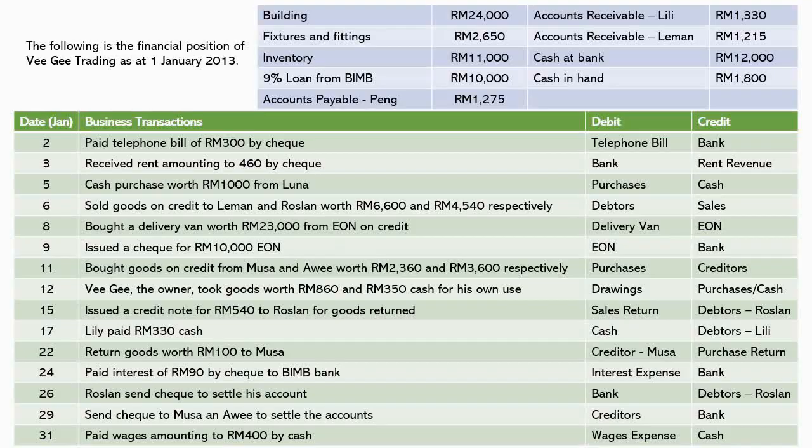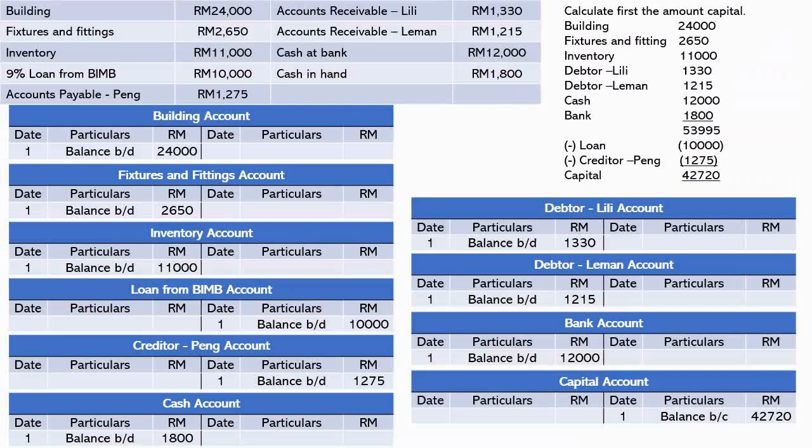So now we have our double entry. Then can we open our ledger? Okay, so first thing first, you need to calculate how much is the amount capital. Sebab dalam senarai opening balance kita ni, dia tak ada capital ya. So bila tak ada capital, maksudnya opening balance kita tak imbang. So kalau opening balance tak imbang, mustahil kita boleh imbangkan kita punya transaction. So first thing first, you need to calculate how much is your capital.